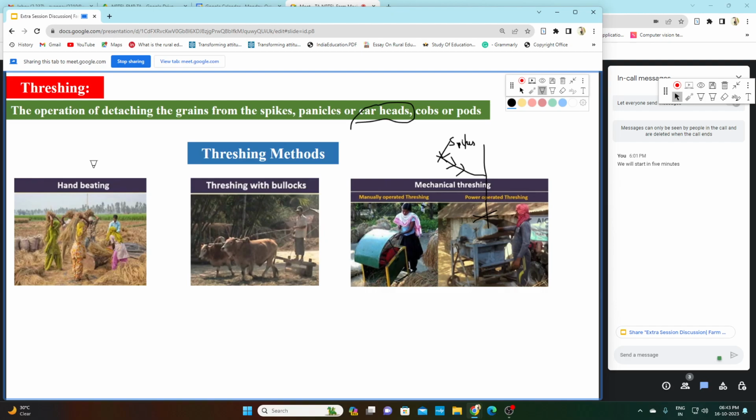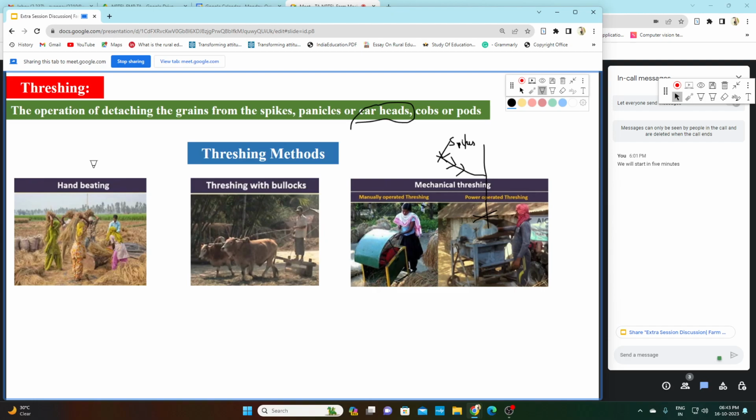Now we have the fourth farm machinery operation, that is known as harvesting. This fourth farm machinery operation can also be divided into two parts. The first part is harvesting, the second part is threshing. Harvesting can be of forage crops, cereal crops, root crops, and also of fruits and vegetables. And the second part of the fourth farm machinery operation is threshing. Threshing is the operation of detaching grains from the spikes, panicles or earhead.